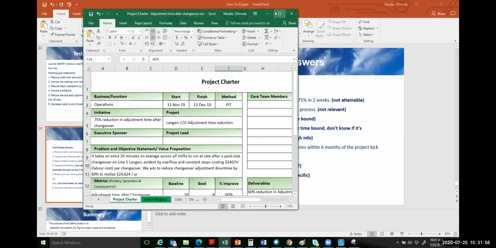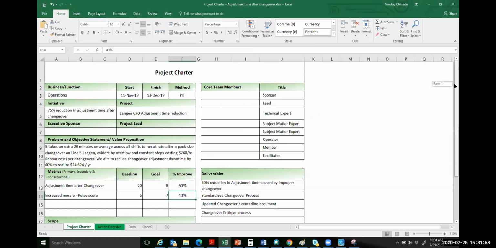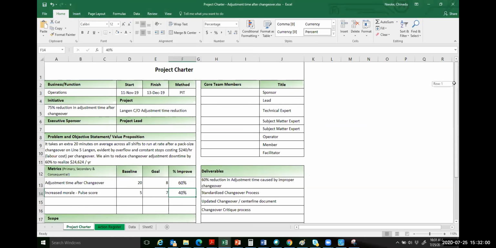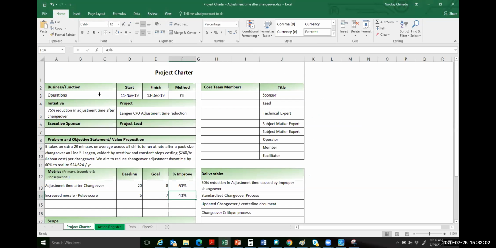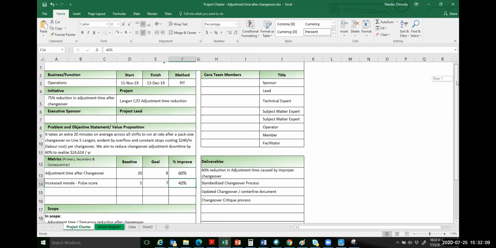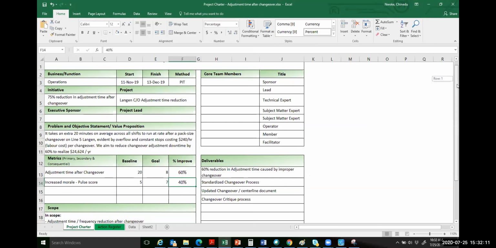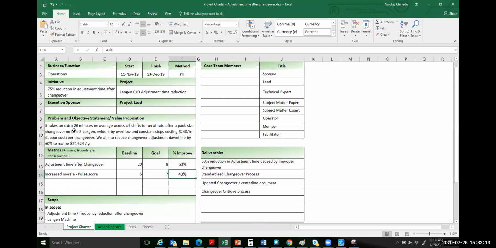This is an example of a project charter, just to show us that it has all the requirements. In different companies, it could be different, but your project charter, remember we talked that it should have a problem statement. So look at this problem statement. It takes an extra 20 minutes on average across all shifts to run at rate after a pack size changeover on line 5, evident by overflow and constant stop, costing $240 per hour in labor cost per changeover, right?